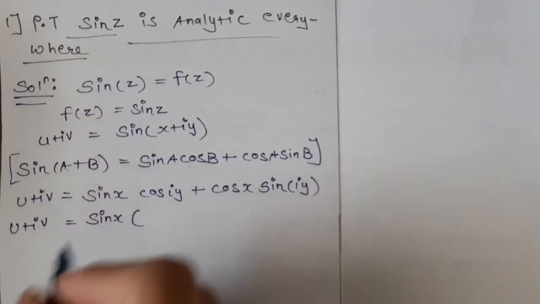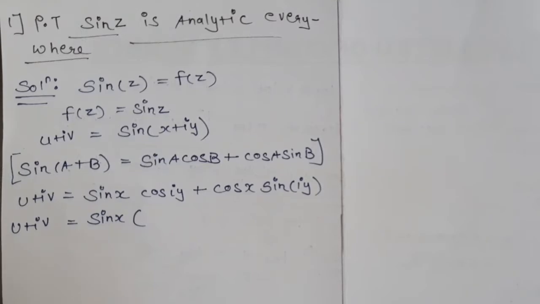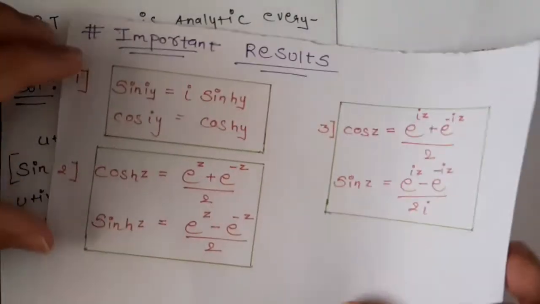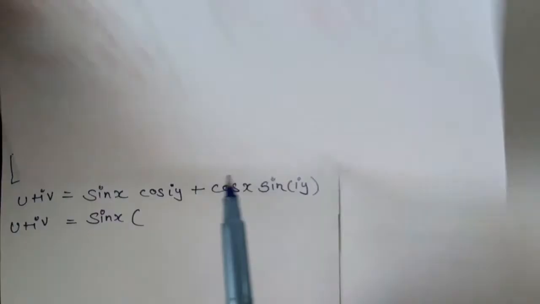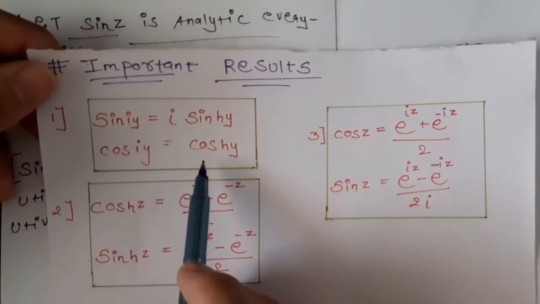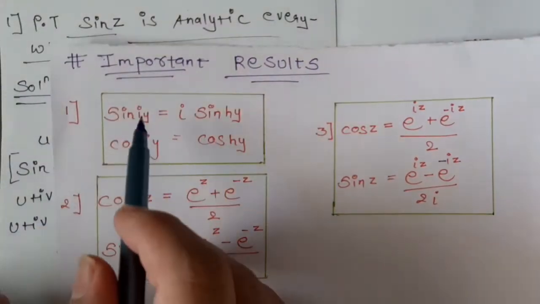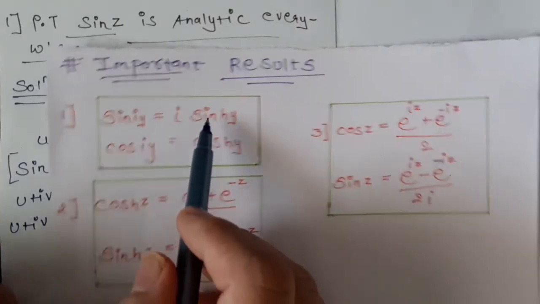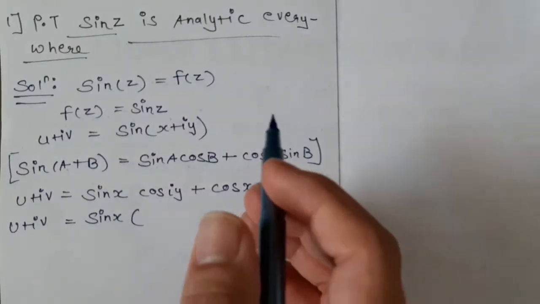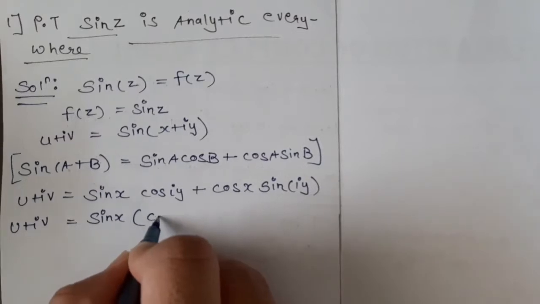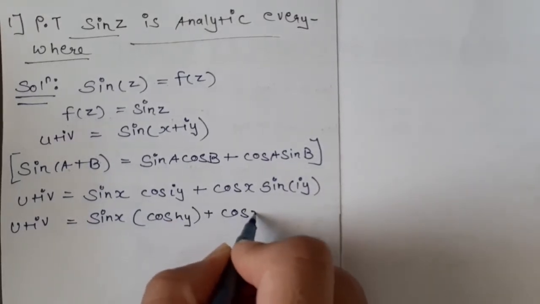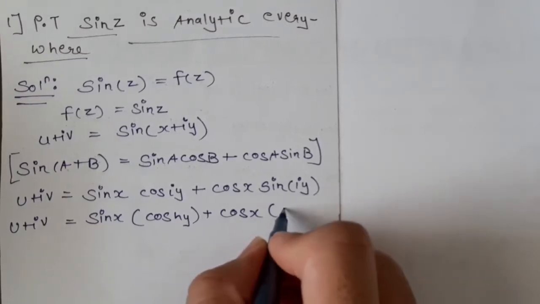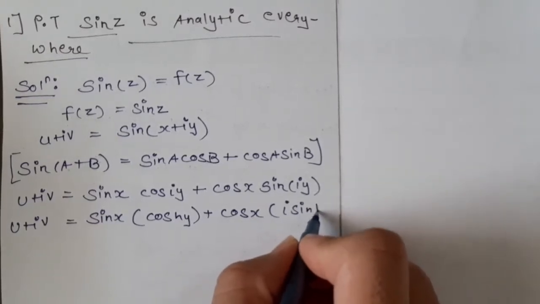Now in the previous video I had given some important results, which are here. According to these results, cos(iy) can be written as cosh y, and sin(iy) can be written as i sinh y. So cos(iy) will be cosh y, plus cos x, and sin(iy) will be i into sinh y.